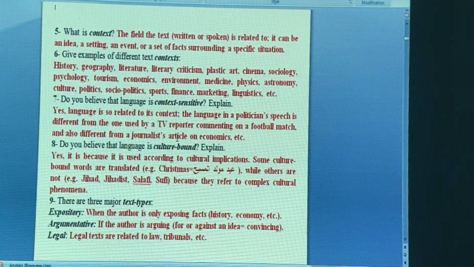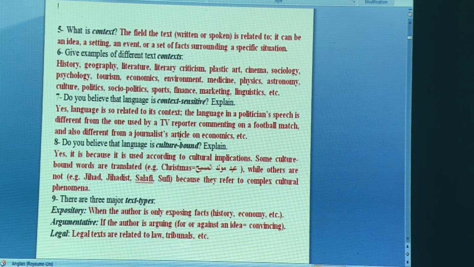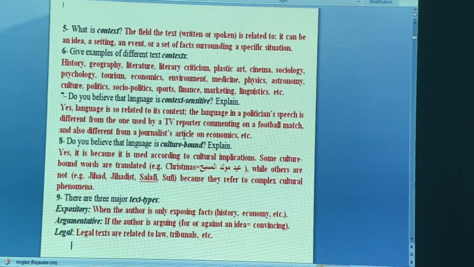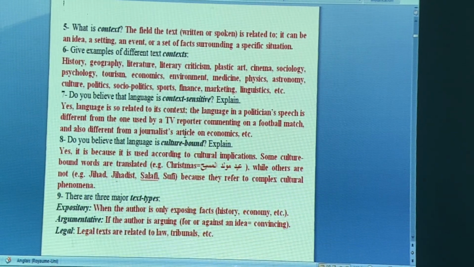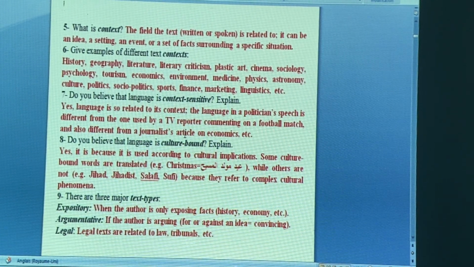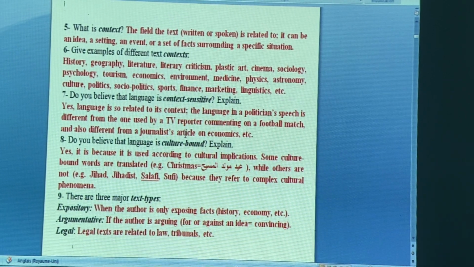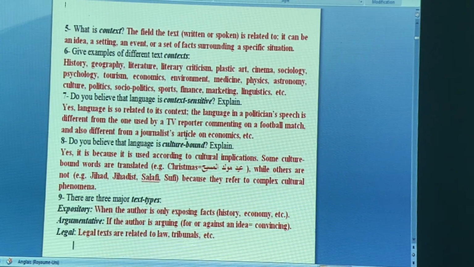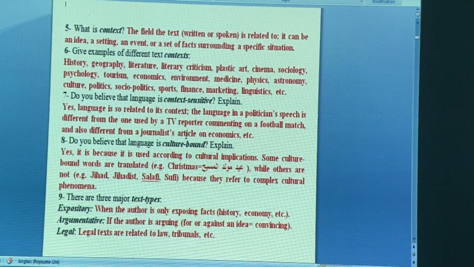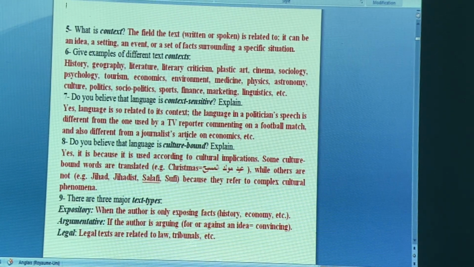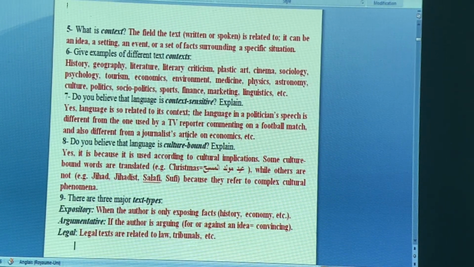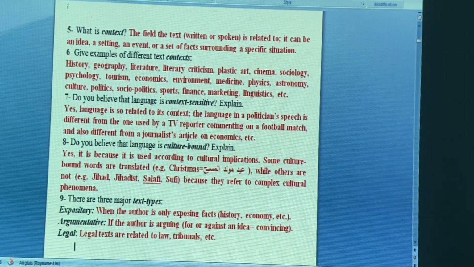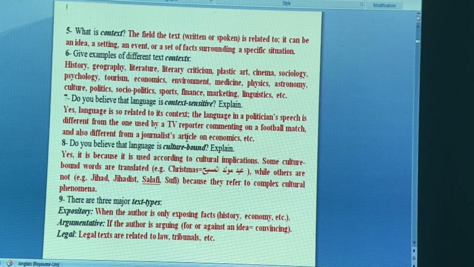The field the text written or spoken is related to. This is context. It can be an idea, a setting, an event, or a set of facts surrounding a specific situation. Give examples of different text contexts. So you have history, geography, literature, literary criticism, plastic art, cinema, sociology, psychology, tourism, economics, environment, medicine, physics, astronomy, culture, politics, sociopolitics, sports. There are so many types of contexts.